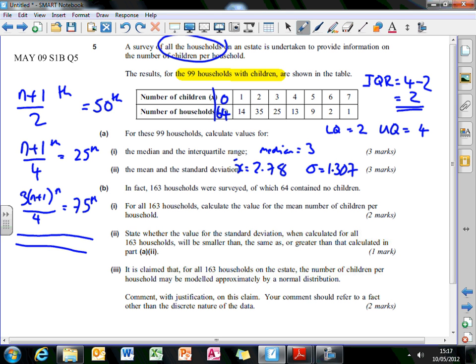Now remember, standard deviation is a measure of spread. So by adding 64 people with zeros on there, the standard deviation, I would imagine, would be increased. So it would be greater than that calculated in part AII. It's not the same as if you add 10 to every single value, in which case you'd expect the standard deviation to stay the same because all the values have changed by the same amount. You've actually introduced 64 zeros, so I would imagine the standard deviation would become greater.